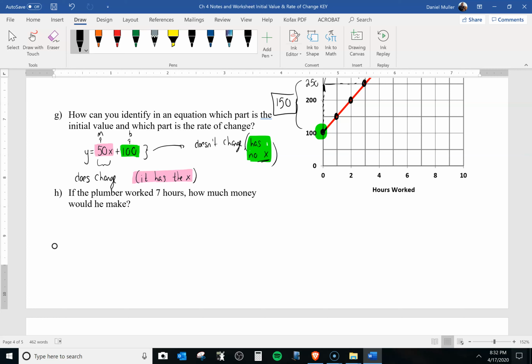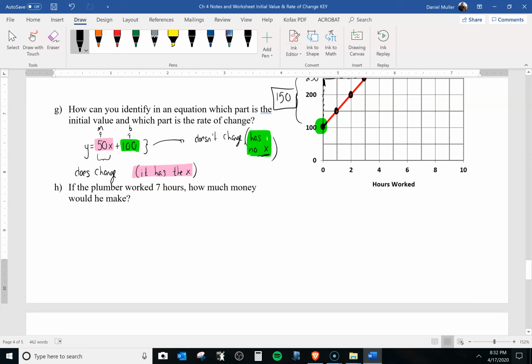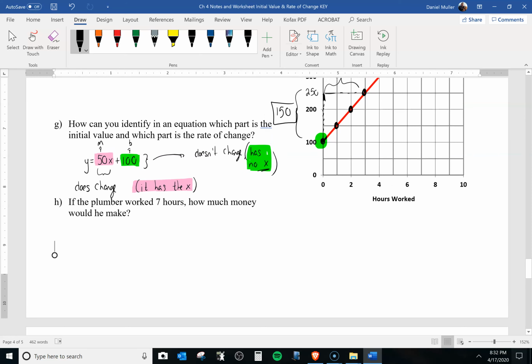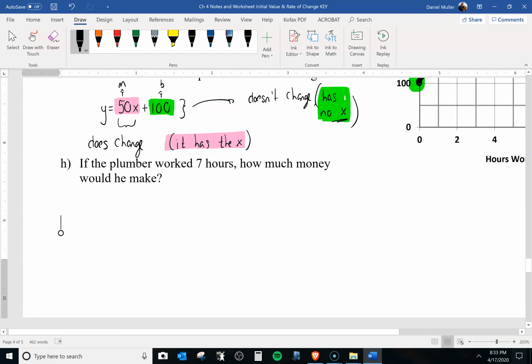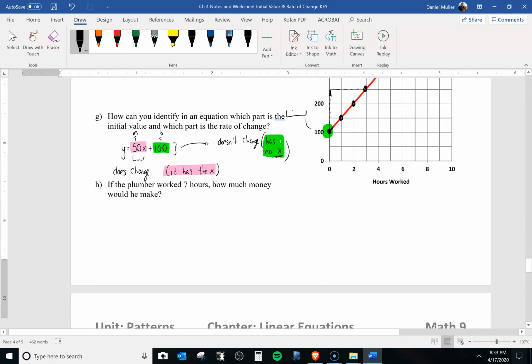So the idea is we create an equation, and then we can use the equation to predict in the future. Very much like how we did a line of best fit, and we could then use the graph and try to predict. We could interpolate or extrapolate. Here we're going to do the exact same thing, but with an equation. So it says here, the plumber works 7 hours. How much money would he make?